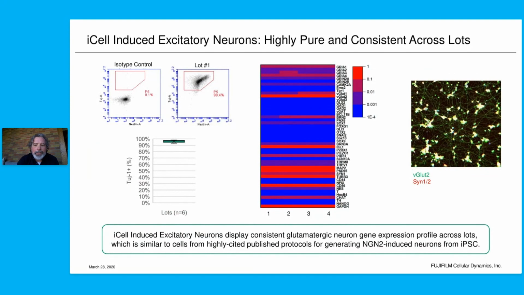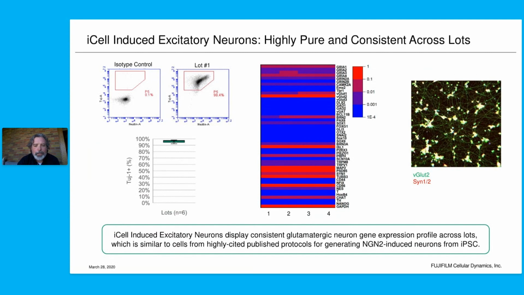And this is demonstrated in this slide, which is looking at our iCell induced excitatory neurons, looking at purity in a number of different ways. On the left, we're looking at flow cytometry for beta III tubulin, a marker of neurons, using the J1 antibody. And we can show that we see really highly pure neural cultures coming out of this product, up in the upper 90% of cells staining positive for J1 across multiple lots.